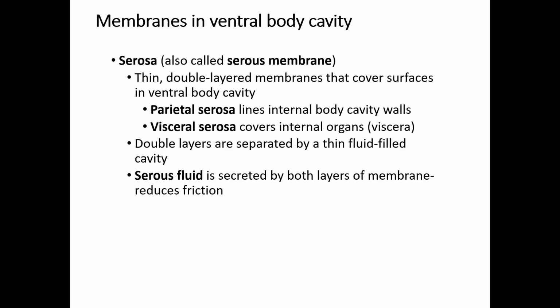Now the viscera in the cavity are covered with what's known as visceral serosa. They have serous membranes on the individual organs. So sitting on the surface of the lung, you've got the visceral serosa. So you have the parietal layer and the visceral layer, and in between is this serous fluid. It's like a jelly sandwich. You have the two layers of tissue, and you have this fluid in between, and that lubricates the movement.